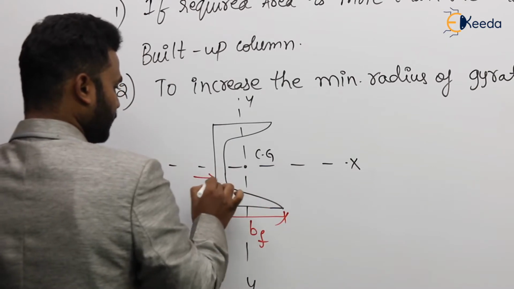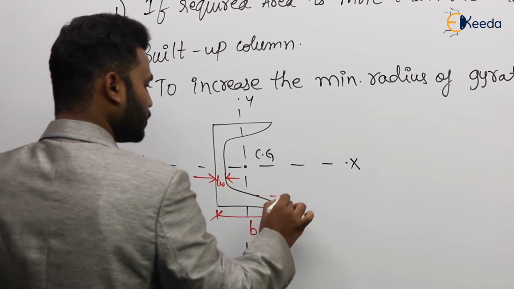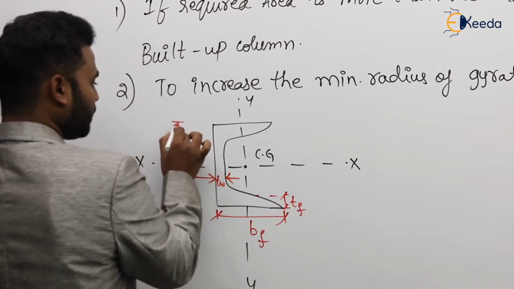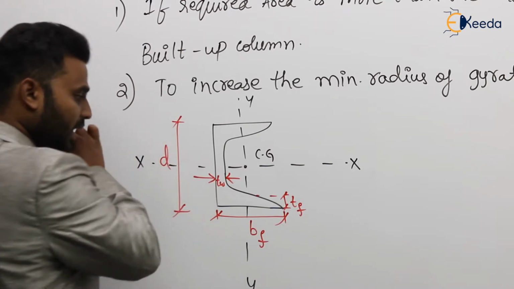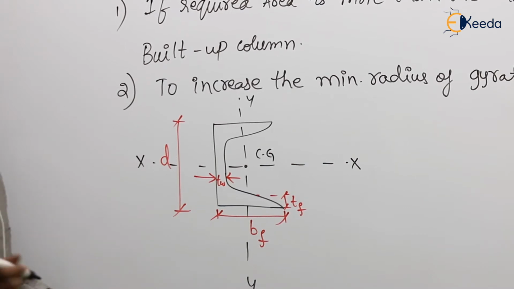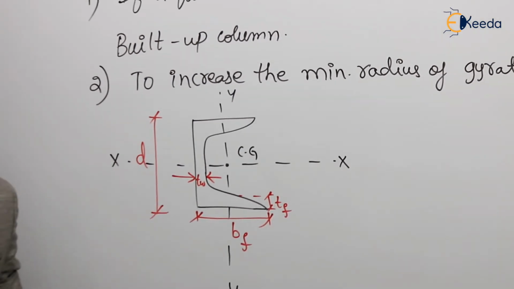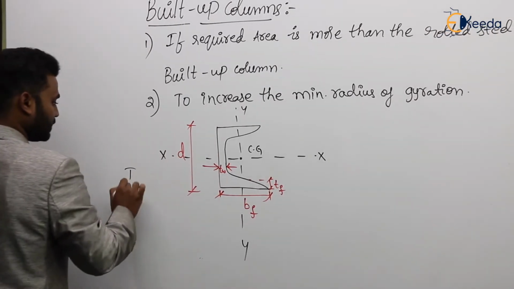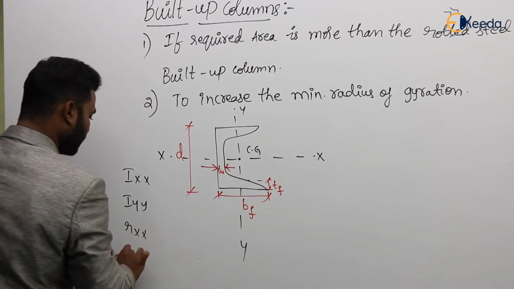And this is the thickness of the web, TW. Okay, and this is the thickness of the flange, TF, and this is the overall depth, D. So like that, every detail is given, and here x and y are the major and minor axes. Yes or no? So we know when the axes are called major and minor axes: if the product of inertia about those axes is 0, then those axes are called major and minor axes. So Ixx, Iyy, and then rxx and ryy are given.